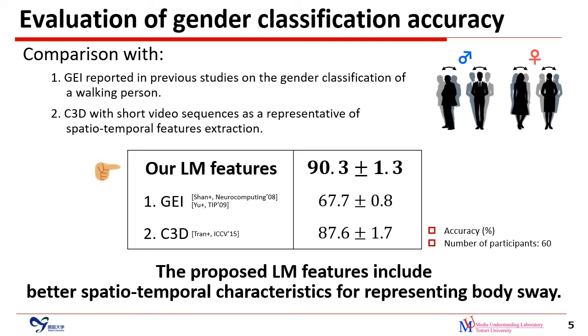This table shows the gender classification accuracy for each method. The accuracy of our method is much higher than those of existing methods. From this result, we found that our proposed features include better spatial temporal characteristics for representing body sway.